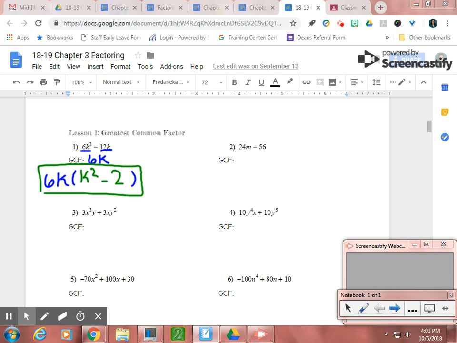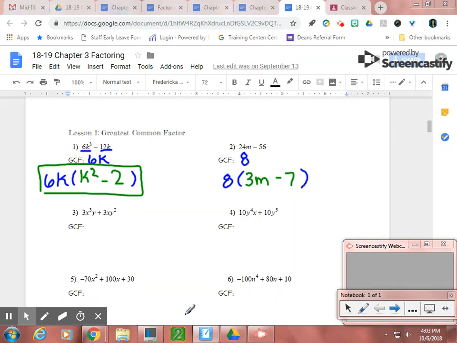Same thing on the second one. Looking at that, my greatest common factor that divides both of those is 8. So 8 comes outside, and we divide out the inside. 24 divided by 8 is 3. The m's didn't go anywhere. And then 56 divided by 8 is minus 7.